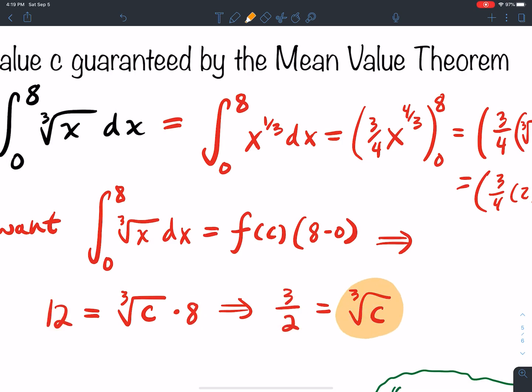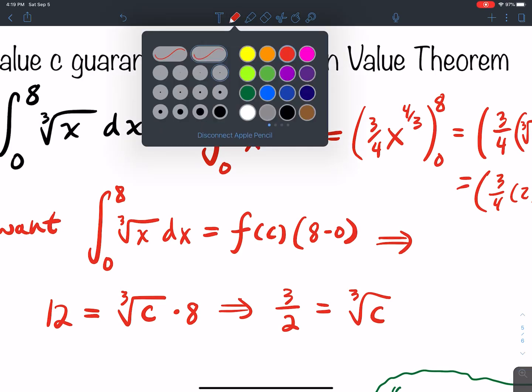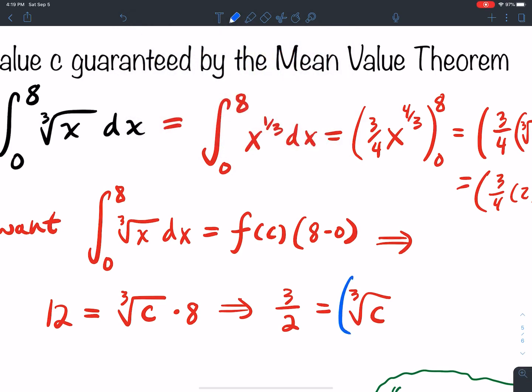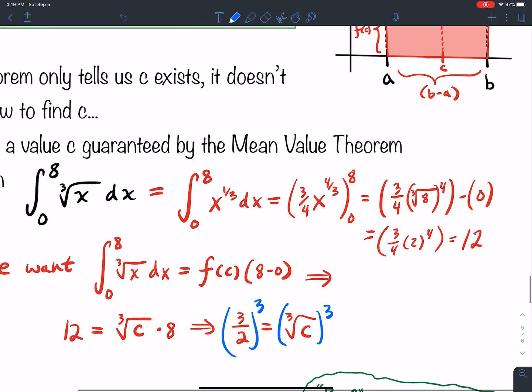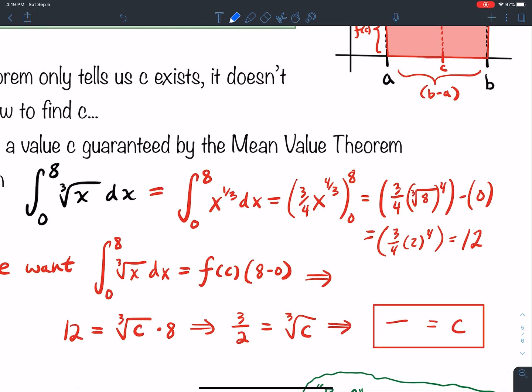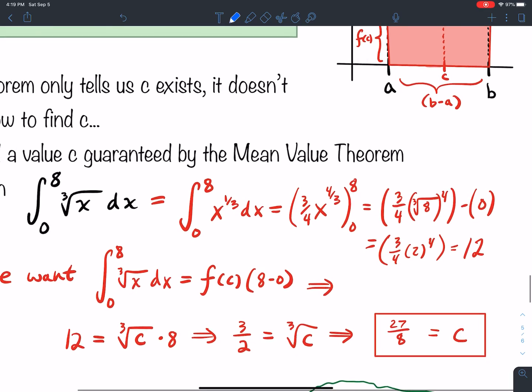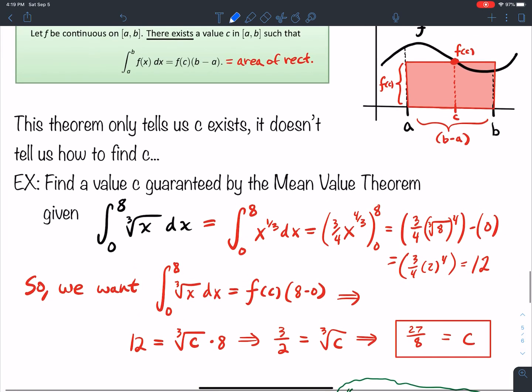To get rid of a cube root, I'm going to cube both sides. When I cube both sides, I get 3 cubed over 2 cubed. 3 times 3 times 3 happens to be 27. And then divide by 2 times 2 times 2, which is 8. So my c here is equal to 27/8. Kind of cool, all right?